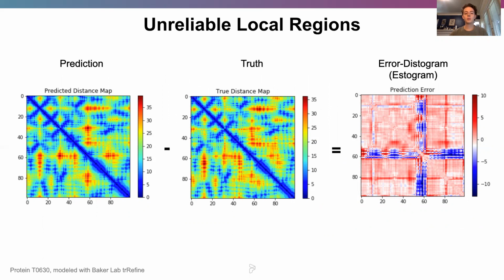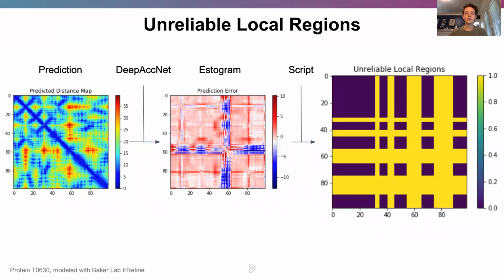Here you can see a predicted distance map and a true distance map for a protein structure used to calculate the error, or the histogram, of the prediction in terms of how the distances need to change to be closer to the true structure. Now DeepAccNet predicts the error when handed a modeled structure, which can then be used to calculate the unreliable regions of a protein, which are most difficult to model.